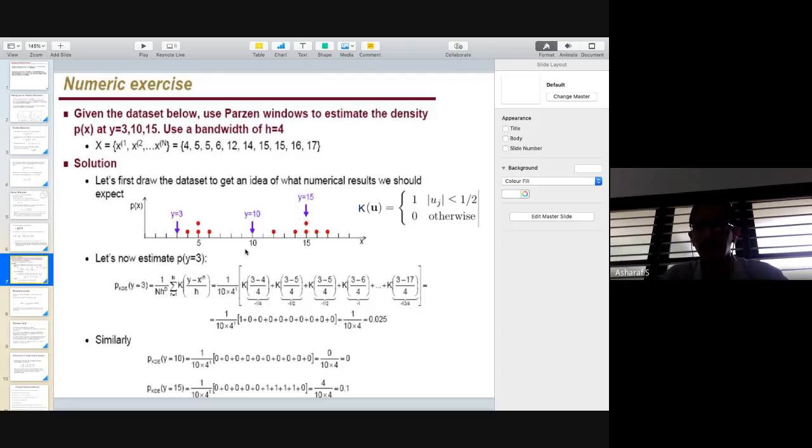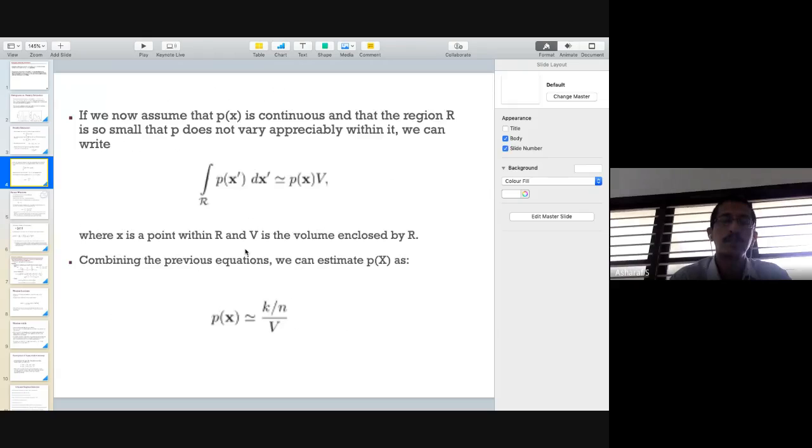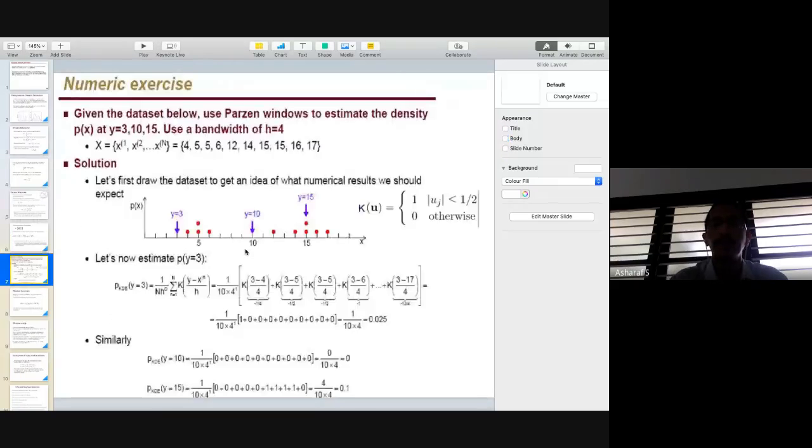The baseline concept is again counting. To count, this is your estimate. While doing the estimate, you need to count. I can count by fixing the volume. That's the Parzen window: V is fixed. V is nothing but a hypercube, right? Let's look at this context.